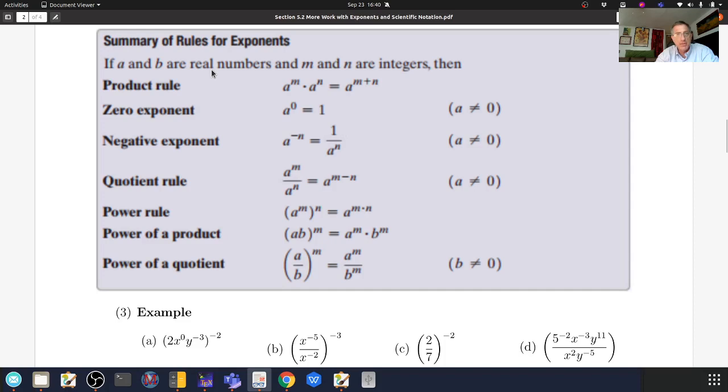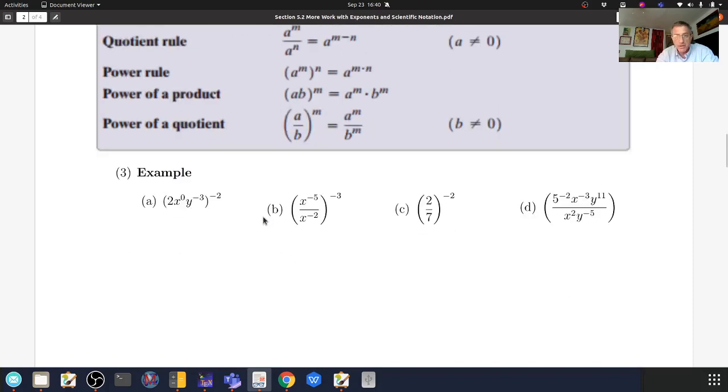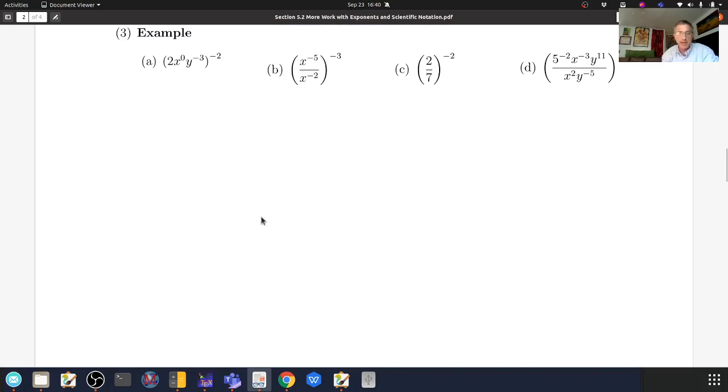And notice what it says. If a and b are real numbers, and m and n are any integers, that can be 0. An integer is a positive or negative whole number, or 0. So these can be the negative whole numbers or the positive whole numbers or 0. The only restriction is that the base cannot be equal to 0, and down here the base on the denominator can't be equal to 0. But for the most part we can ignore that for right now. So let's go ahead and do example A, B, C, and D.